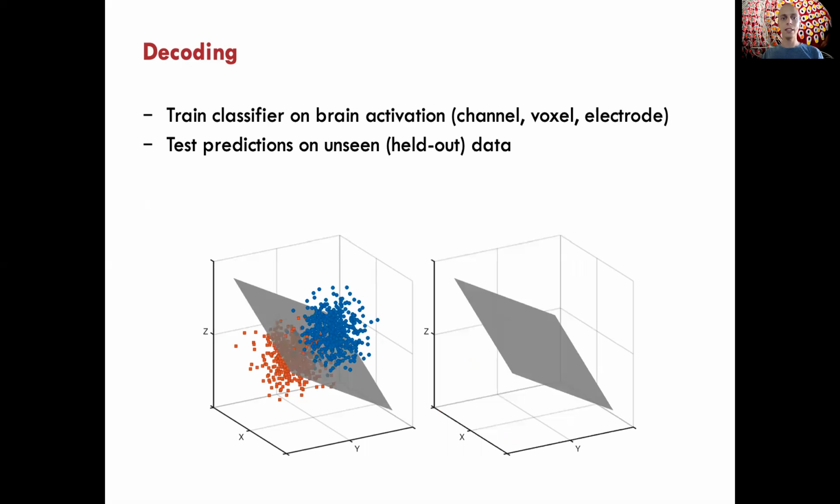Then we take the trained classifier, so we take this hyperplane, and we test how well it predicts unseen data. So we have some data that we did not use for training, and we project this onto this hyperplane, like so. And then we count how often the points fall on the right side of the hyperplane. In this case, we see that most blue points fall on the right side of the hyperplane, most red fall on the left. There are maybe some errors in there. And this gets us a prediction accuracy on the held out data.